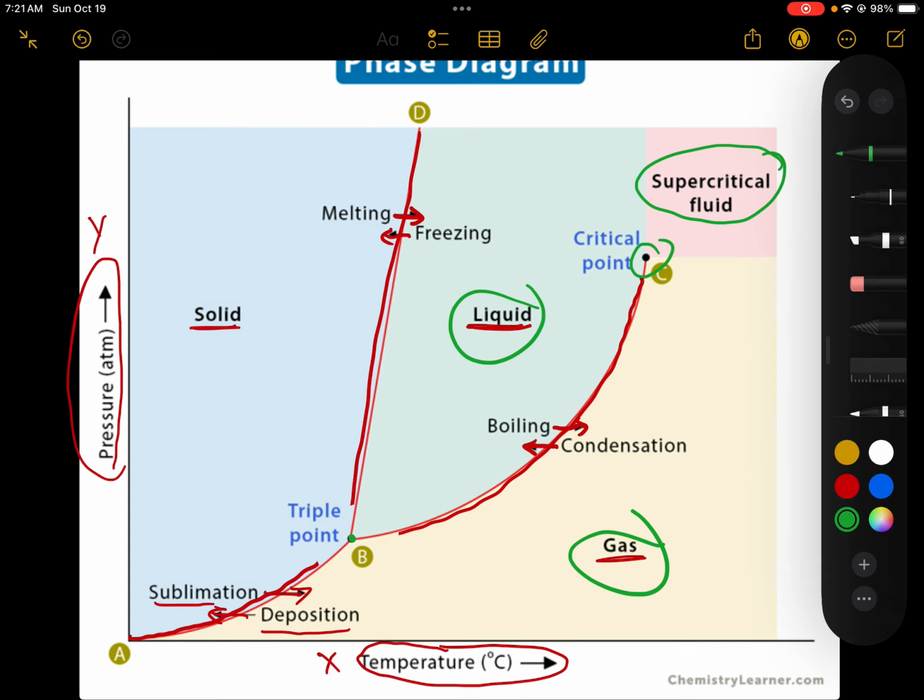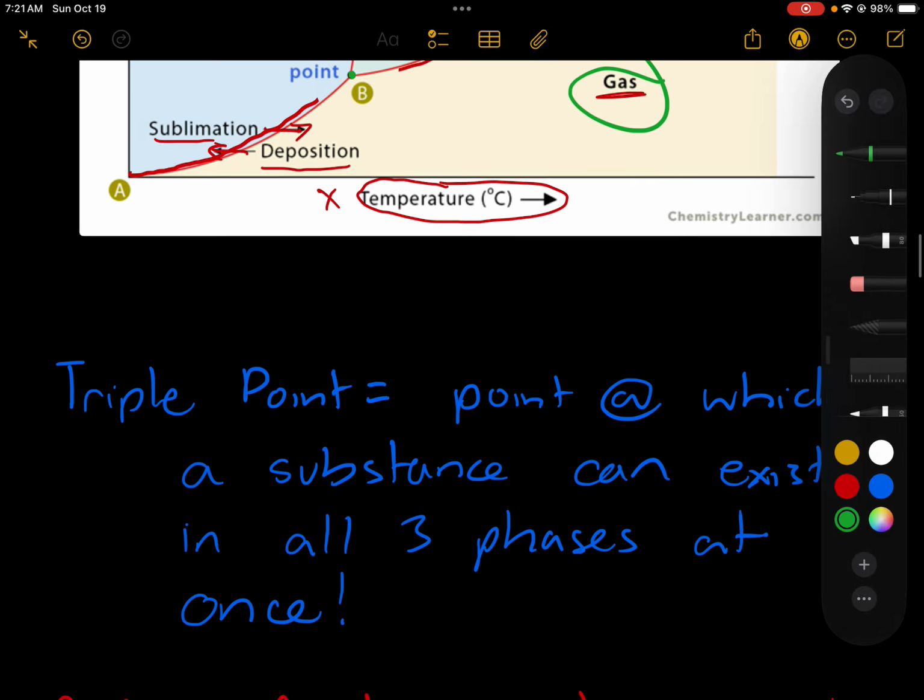You don't really have to know a lot about supercritical fluid, though you're free to look up information about it if you want to. You just have to know that it exists in general.